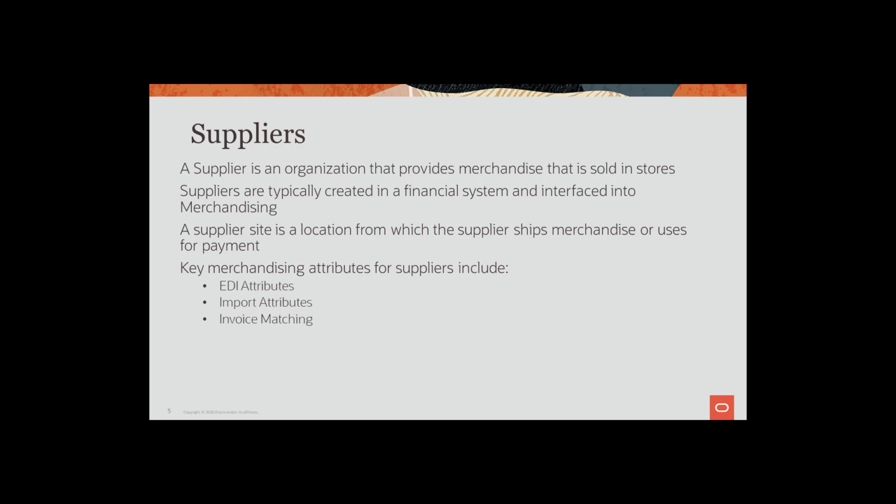When interfacing with a financial application, many of the key attributes for supplier are provided to merchandising through the integration, such as currency, payment terms, and addresses. But there are also key attributes that are required by the merchandising system that need to be maintained in merchandising. Some of these are EDI attributes, which indicate which EDI transactions are supported by the supplier, import attributes, such as agents, factories, banks, etc., that are associated with the supplier site. Invoice matching attributes, such as whether invoices and debit memos for the supplier site can be auto-approved.